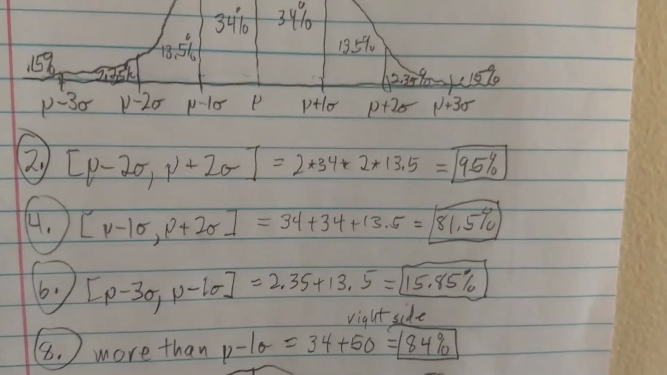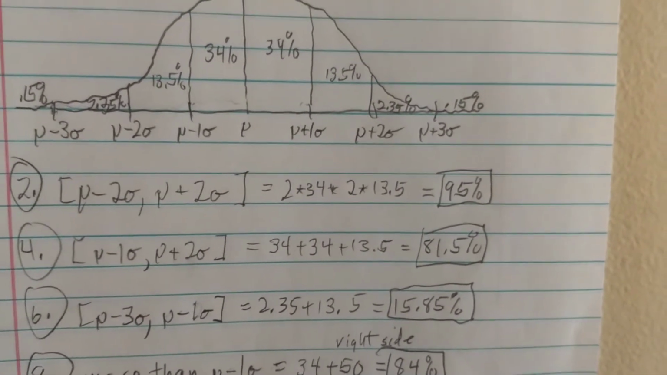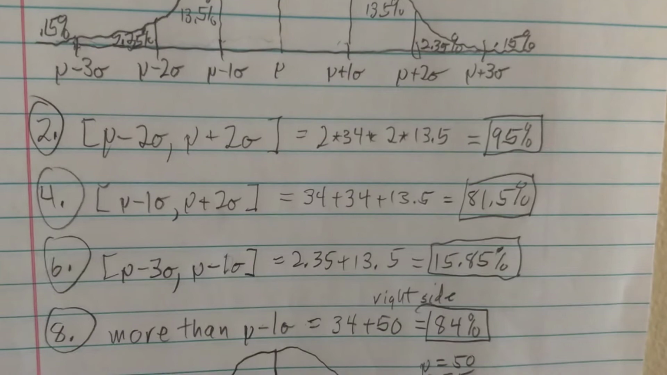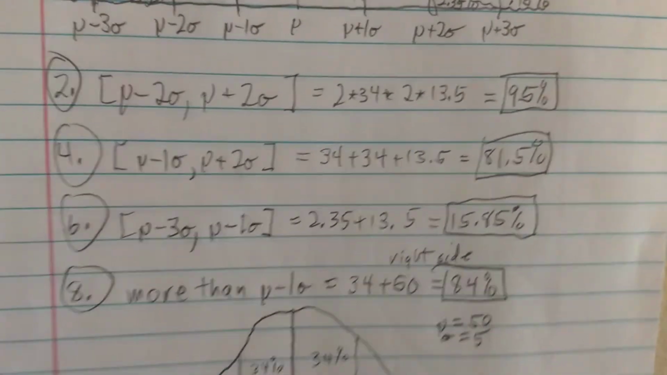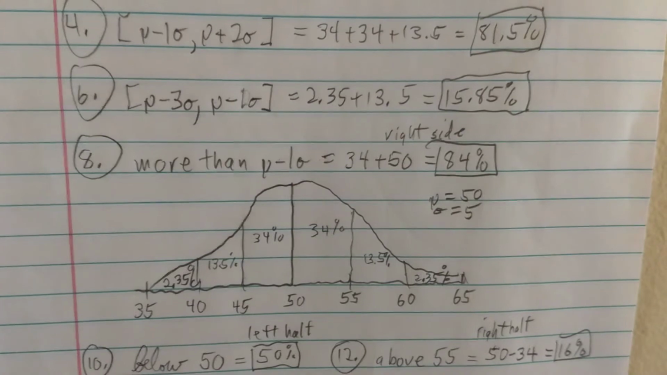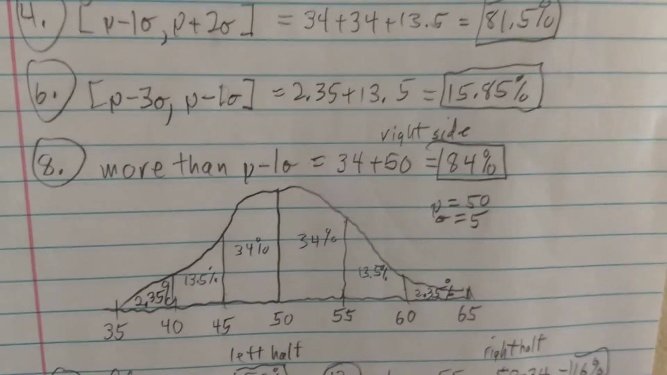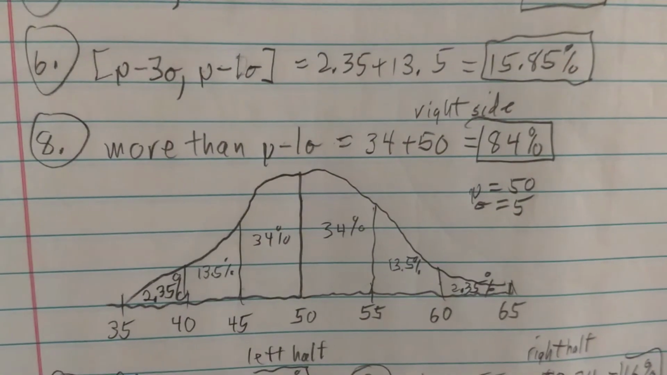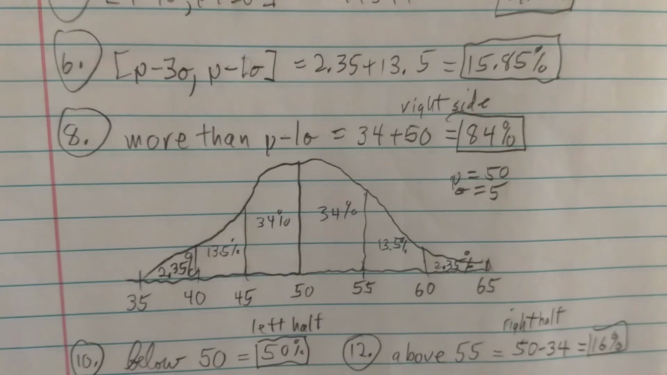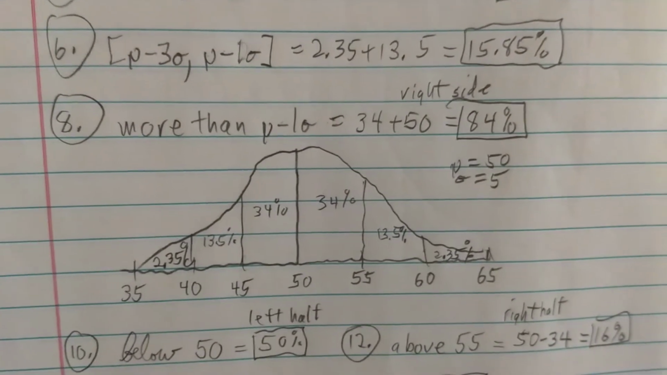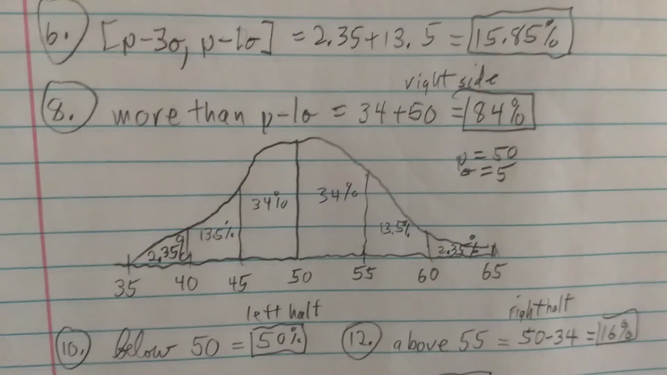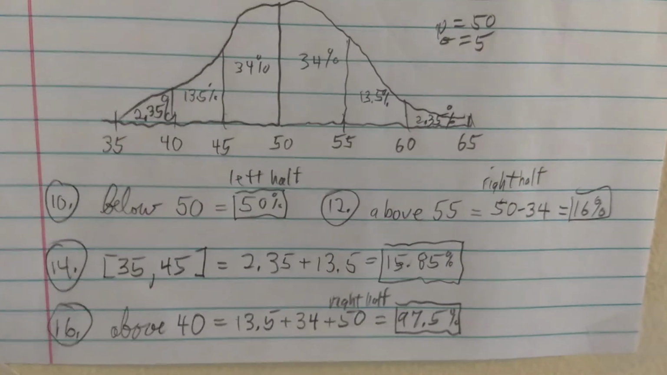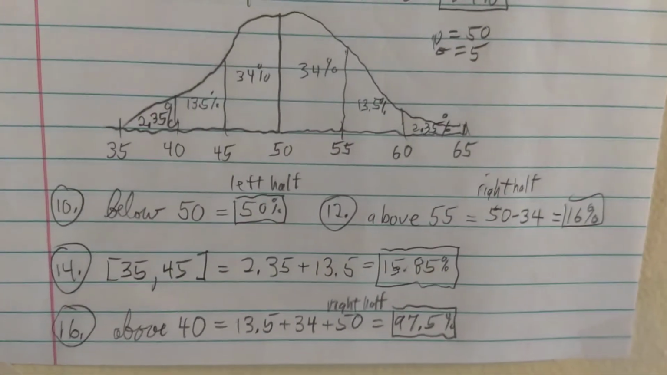Now mean minus 3 to mean minus 1 standard deviation is the 2.35 plus 13.5, which adds up to 15.85, not as much. Now when we say more than the mean minus 1, we're taking the 34 to the left of the mean plus the whole right side. We don't have to add up all the pieces. We can just say the whole right side because it's greater than mean minus 1 sigma. So that's 34 plus 50 is 84%. Now below 50 is just the left half, which would be 50% again.